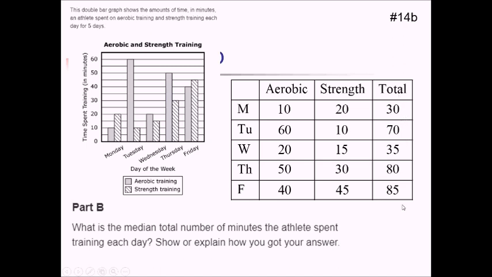and then pick the middle value. So our lowest value was this Monday amount, 30, followed by 35 on Wednesday, and then 70 on Tuesday was the next biggest, followed by 80 and 85. Now the middle value here is 70, and that was Tuesday. So that was our median amount then, 70 minutes.